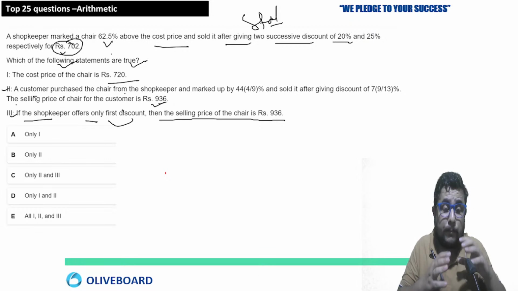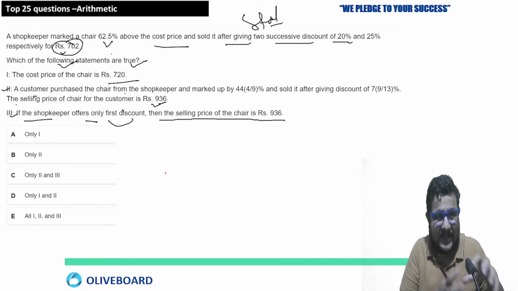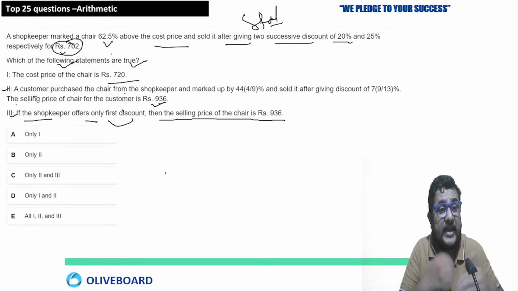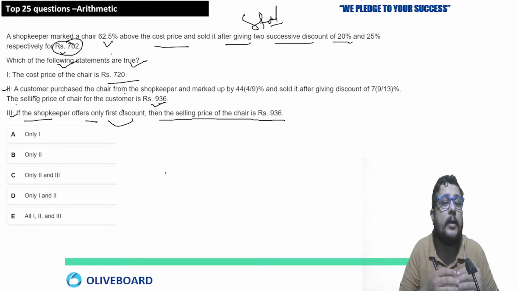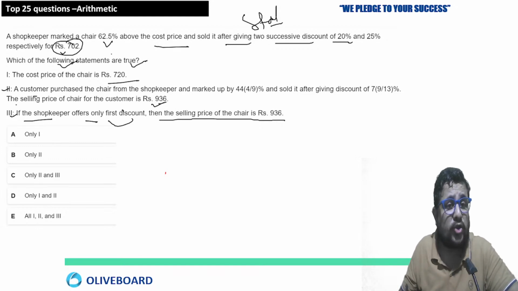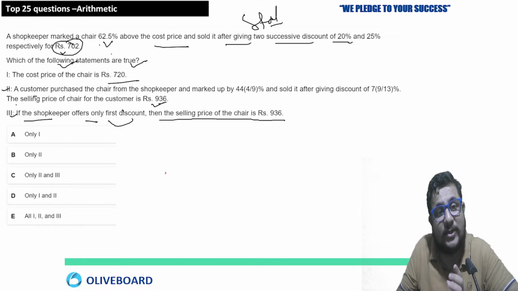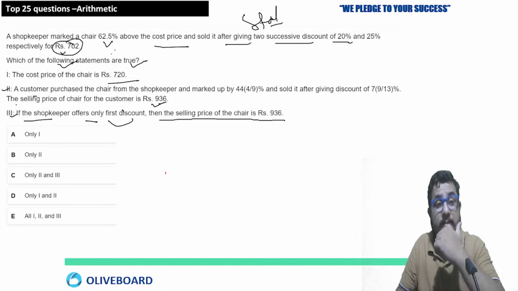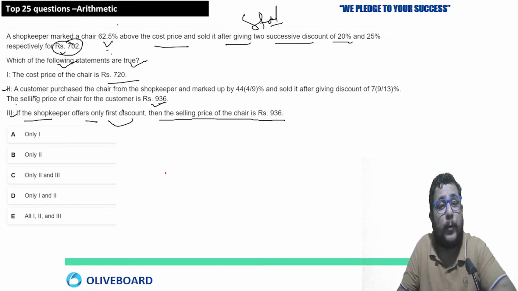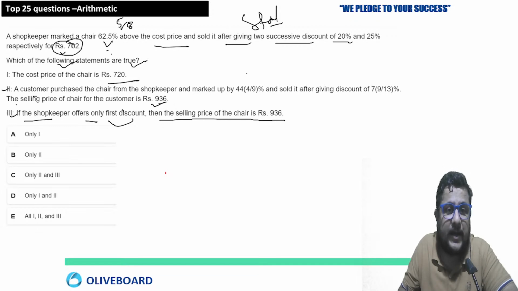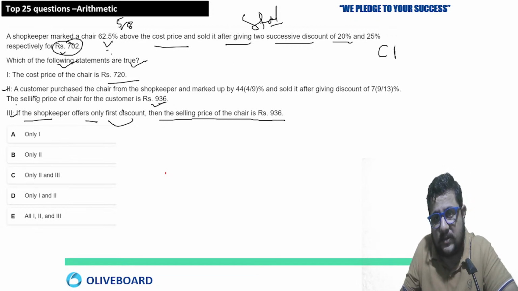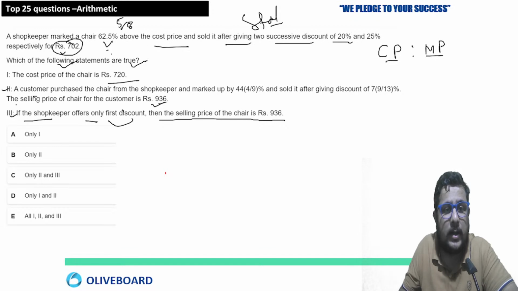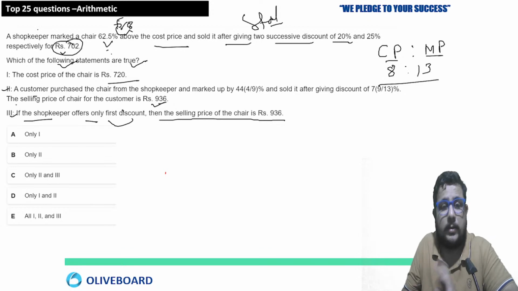Statement verification is what? Means what? Some data is given and you have to analyze that information. Based on that, they will give you some statements. You have to check as per the given detail whether it is true or false, correct or not correct. Okay. So the shopkeeper marked the chair 62.5% above. 62.5% in fraction term is what? 5 by 8. So CP to MP ratio would be what? 5 by 8 above. So 5 more than 8. So 8 ratio 13. Clear?